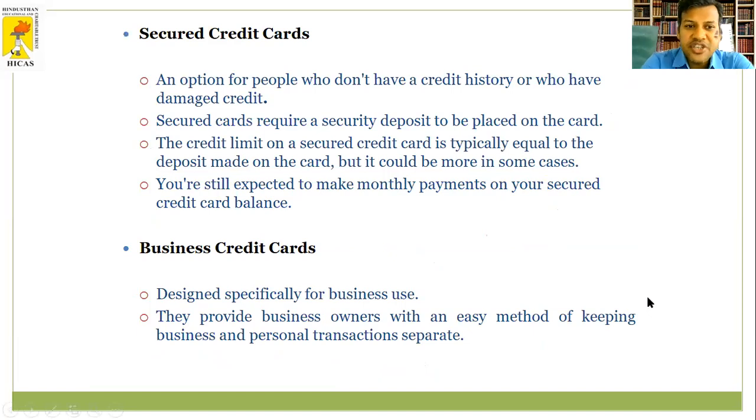Then what is a secured credit card? It is the option for people who do not have a credit history or who have damaged credit. In India, we talk about the CIBIL score. The CIBIL score tracks your financial record related to loans.